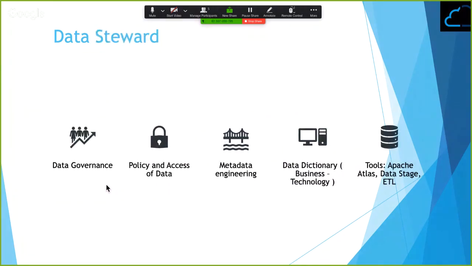And then you have the data steward. A data steward is usually a data governance person who knows policy, access, and metadata engineering, building a data dictionary, like what something means from business to technology. Take an example from capital markets: you're saying crude Brent oil. What is the value? On the technology side, we say it's an integer or maybe a floating point. What is stored in the database, what name is stored, and how the business sees it. This mapping is usually done by the data steward. For tools, I would say the modern tools are Apache Atlas and DataStage ETL.